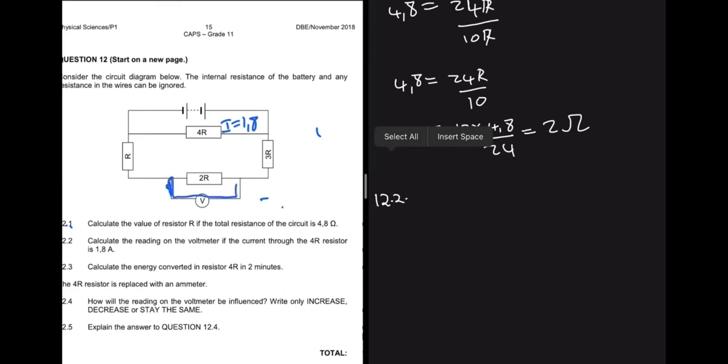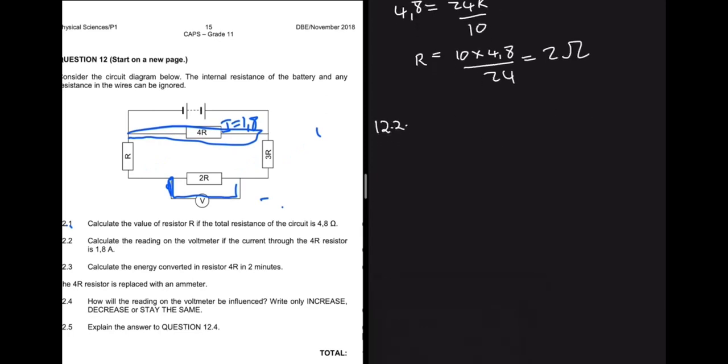So what do we know about resistors in parallel? We know that for resistors in parallel, the voltage is the same, right? So if we calculate the voltage of this line, it will be equal to the voltage in this line too, right? So let's go ahead and do that.